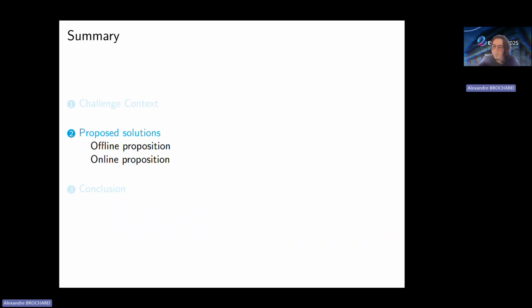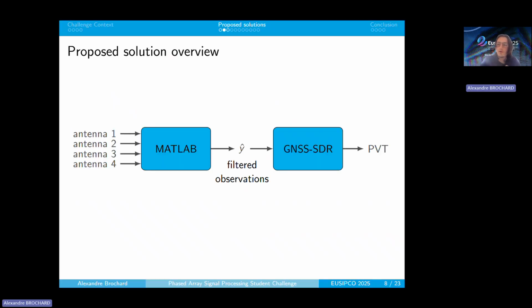So now for the 2 proposed solutions, basically we have proposed an offline solution in order to detect and to localize the jammer, focusing on those 2 parts. And then we have proposed a real-time solution, which is the online solution, where we also try to mitigate the jammer. So for the overview of the 2 solutions, the dataset is composed of the 4 different antennas with raw observations. So we have 4 different files, one for each antenna.